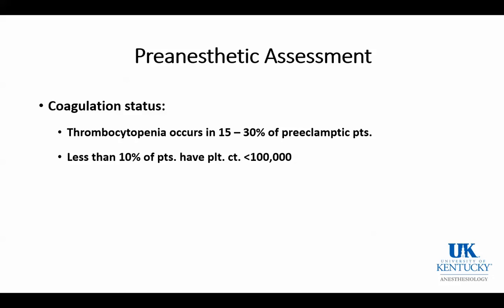About 15 to 30% of preeclamptic patients will have thrombocytopenia as defined by a platelet count less than 150,000. Now, what's a clinically relevant platelet count is going to be somewhere less than 100,000, even lower than that actually. But the good news is that the majority of preeclamptic patients with thrombocytopenia do not get that low. Less than 10% of preeclamptic women will have a platelet count that drops below 100,000.